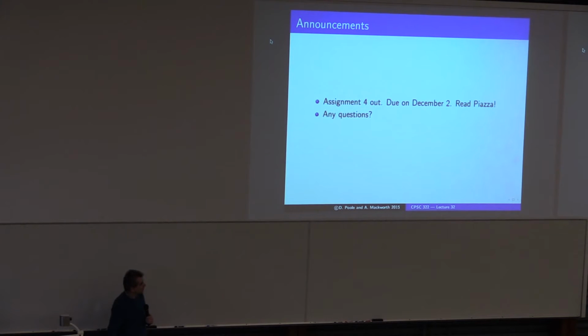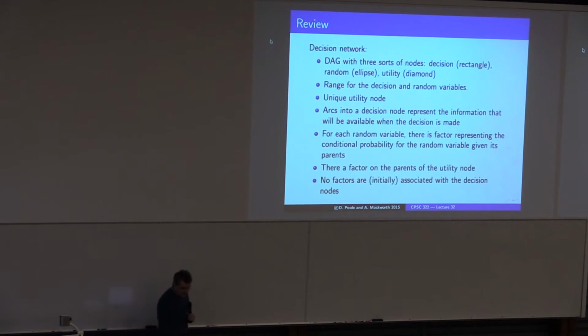Assignment 4 is due soon. So what we've been doing is looking at decision networks recently. The idea is that a decision network has three types of nodes: decision nodes, drawn as a rectangle; random nodes, drawn as an ellipse or a circle; and a utility node, drawn as a diamond. Decision and random variables each have a range, which is a set of possible values. The utility node doesn't have a range. There's a unique utility node that specifies what our value is.